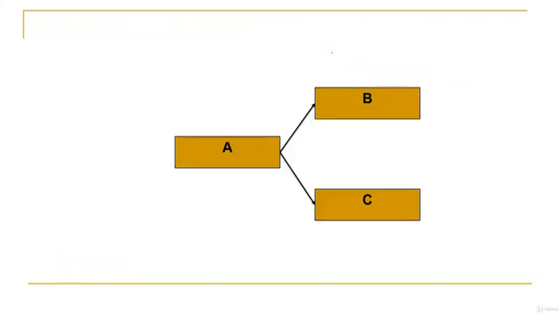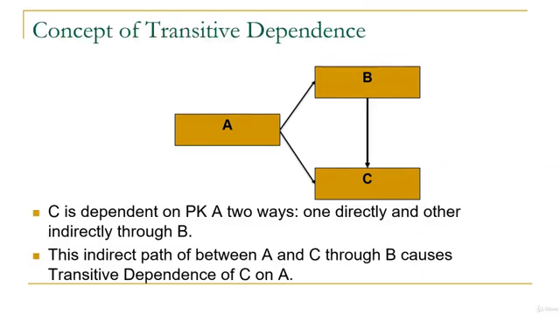Let's understand transitive dependence with a simple example. Let's suppose we have 3 columns, with A as the primary key and B and C as non-key attributes. Now, B and C are functionally dependent on the primary key. There is no problem in this. But let's suppose we have a dependence between B and C. Here, B is a non-key attribute and C is also a non-key attribute, and we have a functional dependence between 2 non-key attributes. Then C is dependent on A by 2 means. One, it is directly dependent on A, and another, it is dependent on A through B.